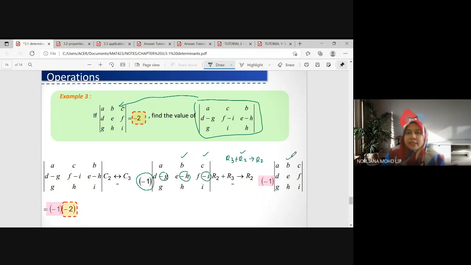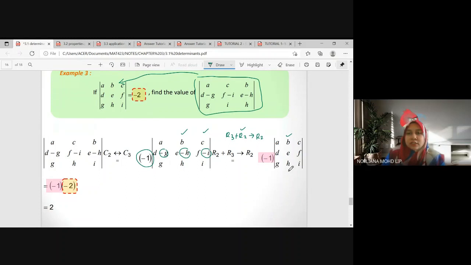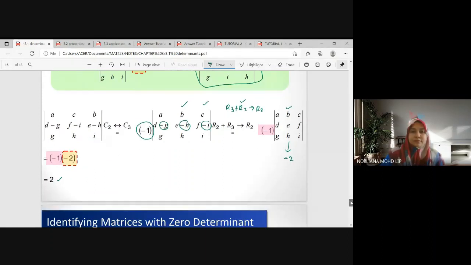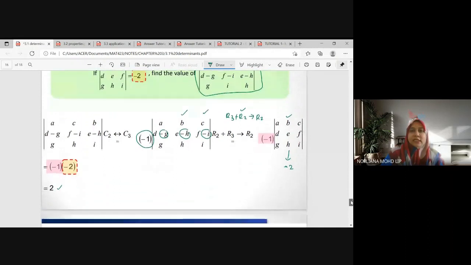Okay, so ni dah dapat yang untuk original ni. Determinant of original matrix. Okay, so determinant of this matrix is equal to negative 2. So, determinant of this matrix is equal to 2. Negative 1 times negative 2 is equal to 2. Okay, ada soalan tak? Ni.